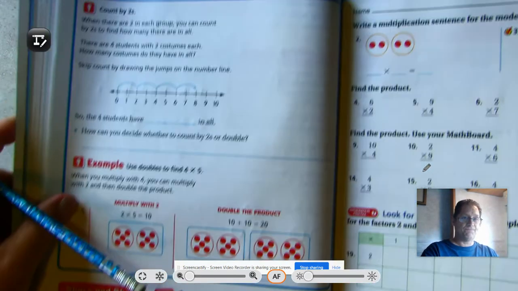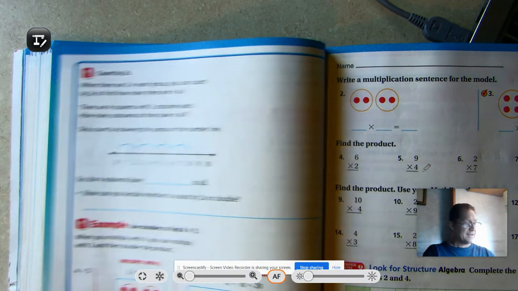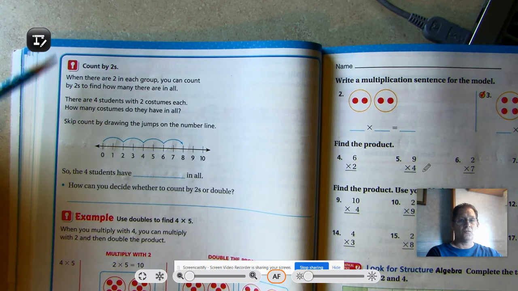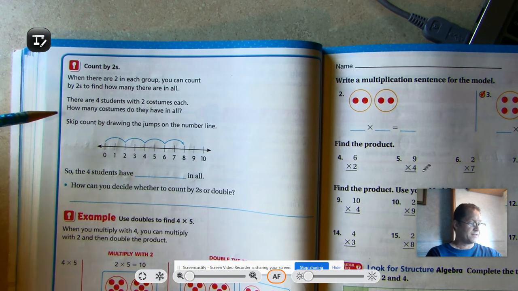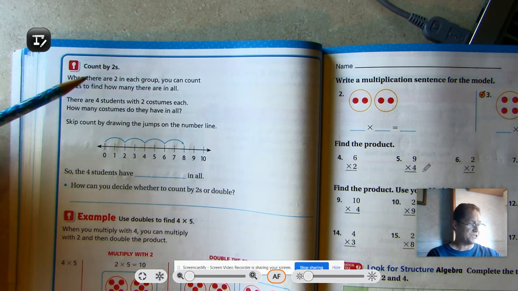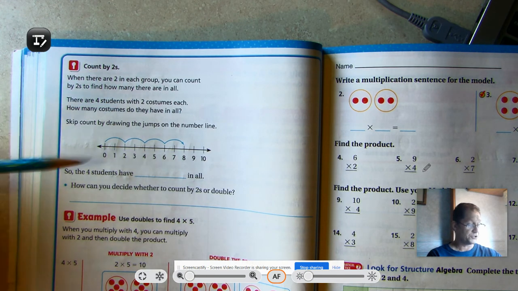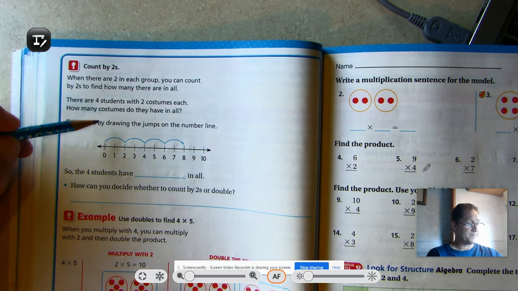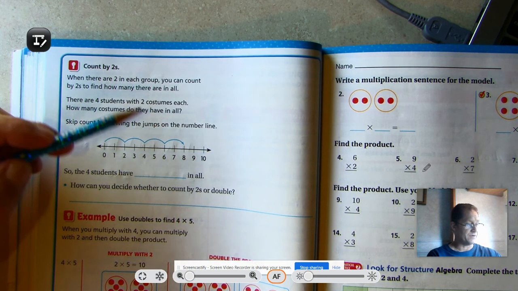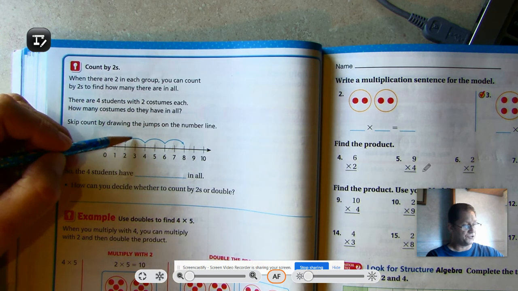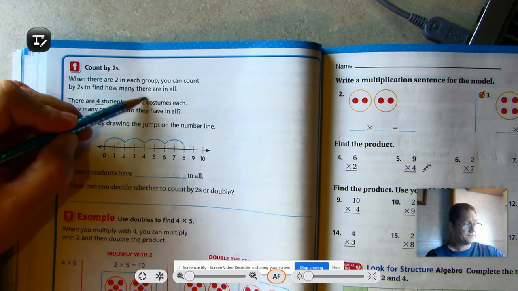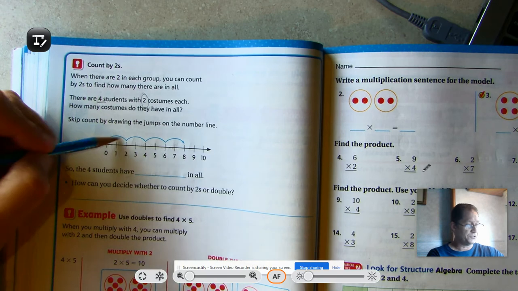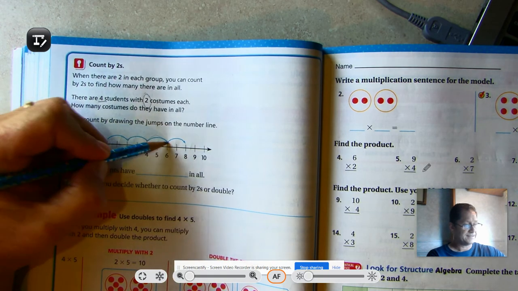Page 140. Counting by 2s. When there are 2 in each group, you can count by 2s to find out how many there are in all. There are 4 students with 2 costumes each. How many costumes do they have in all? So we can skip count by drawing jumps on the number line. Each jump has to have 2. There are 4 students, 2 costumes in each. So 2, 4, 6, 8.